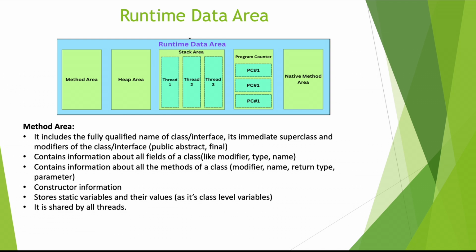information about fields, all the methods of that class, field modifier, name and type, and method modifier, name, return type, and parameter, constructor information. Also it stores the static variable with their values, because as static variable is a class level variable, it is stored in method area only, and it is shared by all threads. It has nothing but the information of our class file, a complete class file.